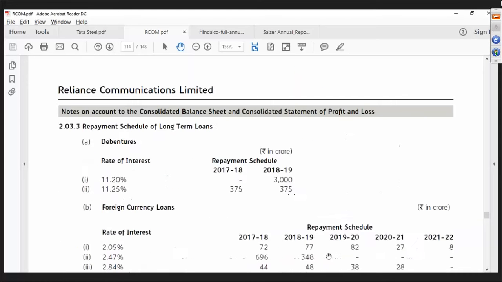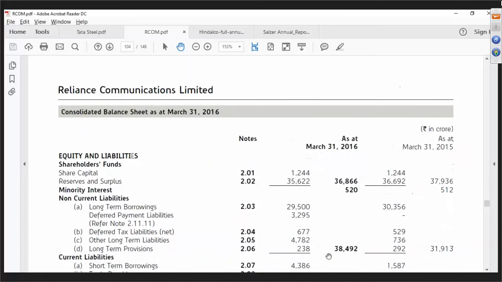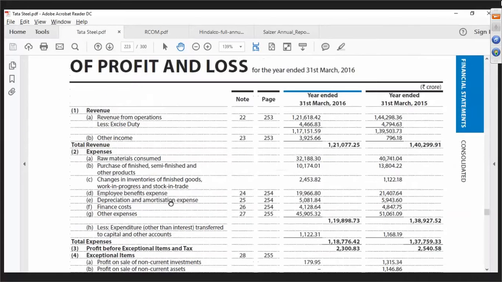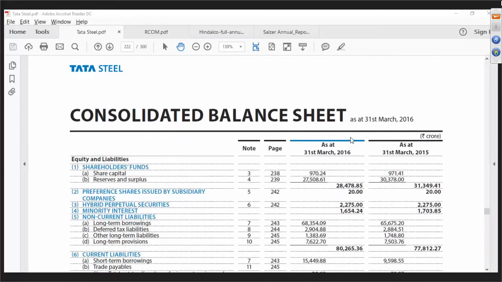So 10,000 crore plus 29,500, whatever that number was, plus 4,300. So that boils down to somewhere around 43,000 crore at this point of time, right? That's the tune of debt here. So 43 here. Tata Steel, quickly. We have 68,000 crore of long-term borrowings. That's what we see here, and about 16,000 crore, 15,000 crore here. So that's 84,000 crore.